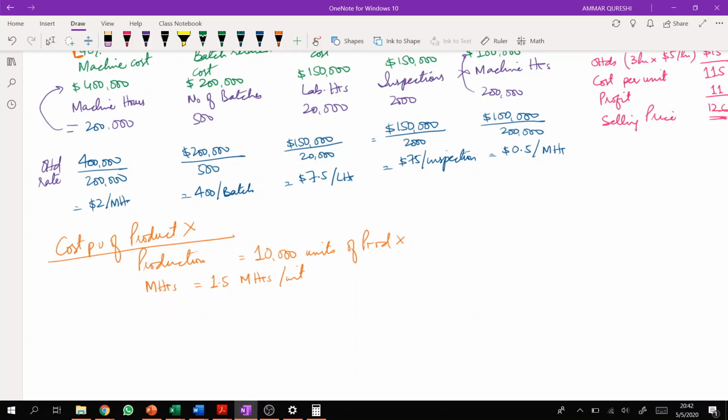The second information we need is the number of batches. Let's say the batch size is around 1,000 units per batch, right? And labor hours are expected to be, let's take total labor hours, around 2,000 labor hours.